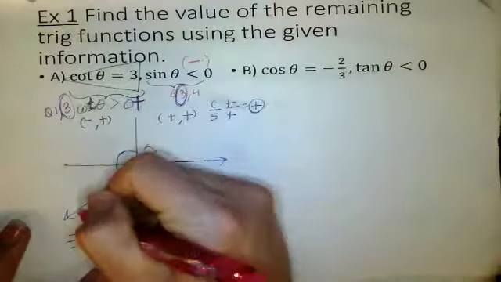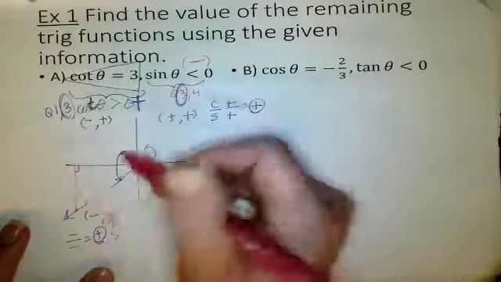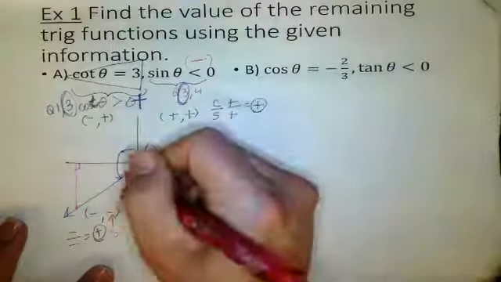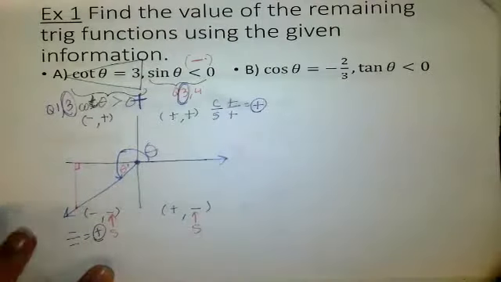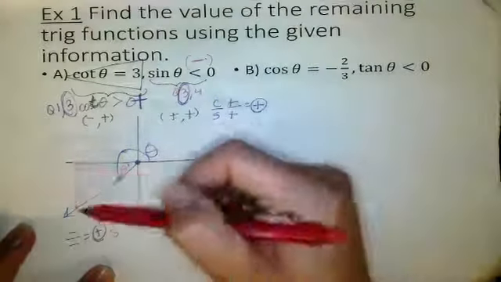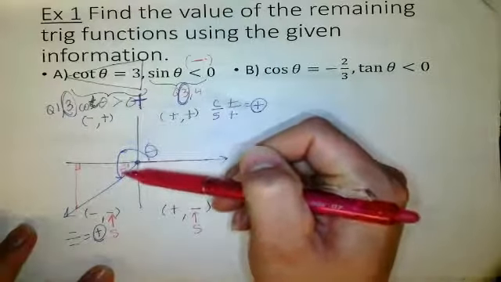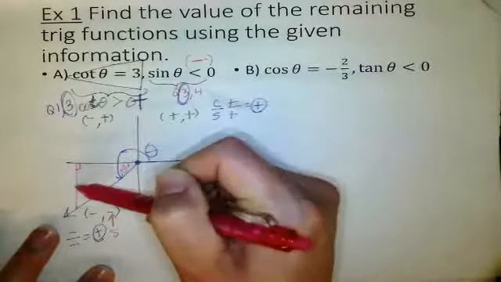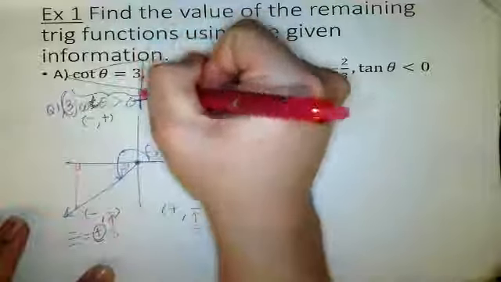Drop an altitude. Yes, we drop altitudes all the time. When I drop my altitude, it always goes back to the x-axis. And when I do that, it creates my little reference angle or reference triangle, which now I can give labels to, like opposite and adjacent and hypotenuse. So now I can use this information about my triangle.